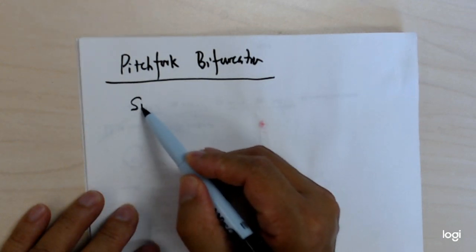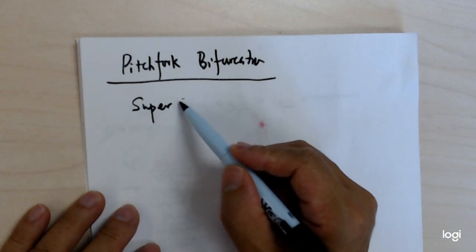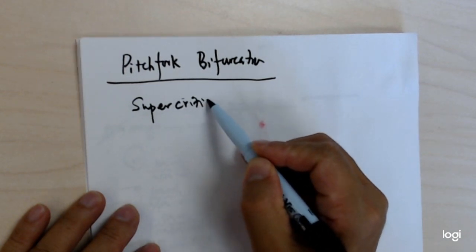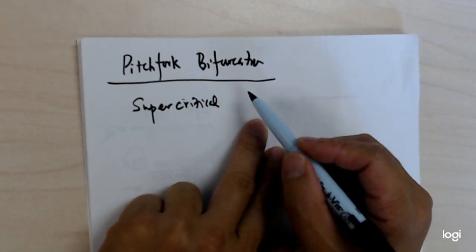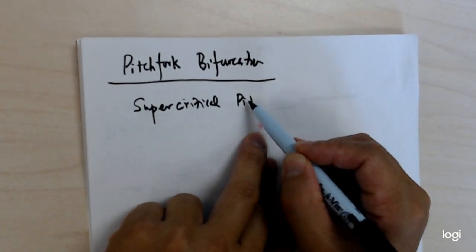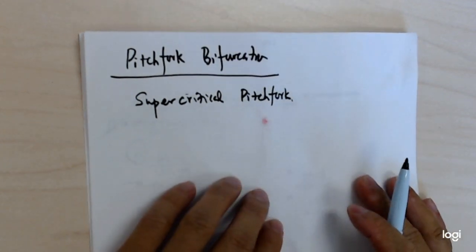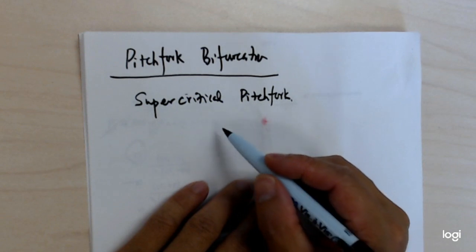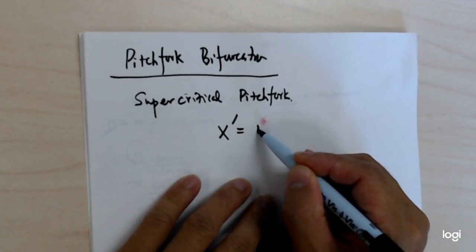And there are two types of pitchfork bifurcation. The first type is what we'll call supercritical, and later I'll explain why we call this supercritical pitchfork. Once again, I will give you a prototype problem, and this problem looks like this.